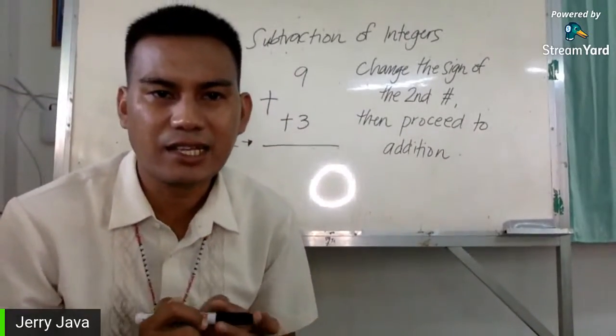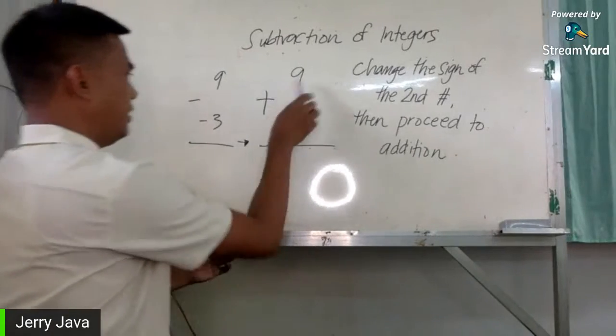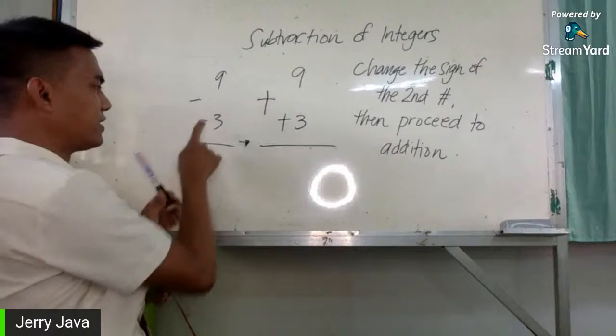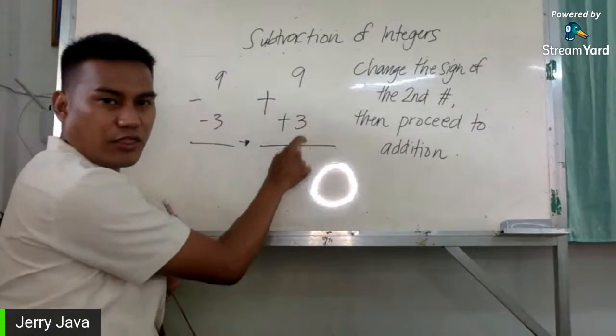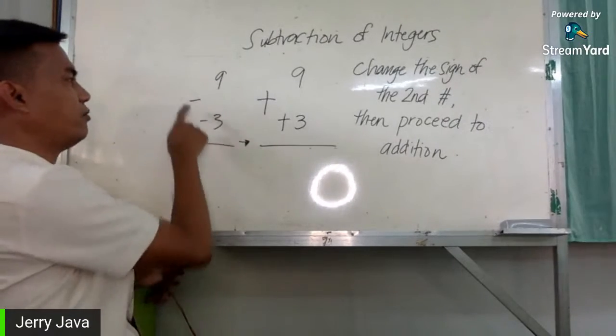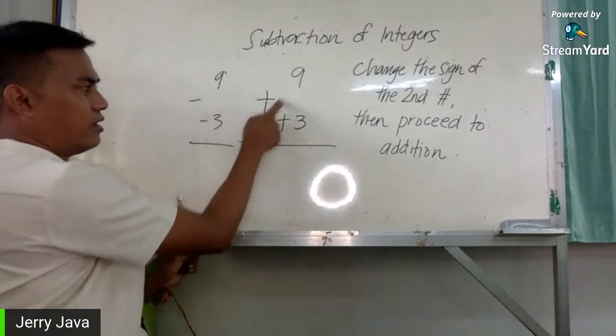Change the sign of the second number, then proceed to addition. Here, the second number is negative 3, so we change the sign. It becomes positive 3. Then proceed to addition. How do you proceed to addition? The minus, just make it plus. Change to addition.